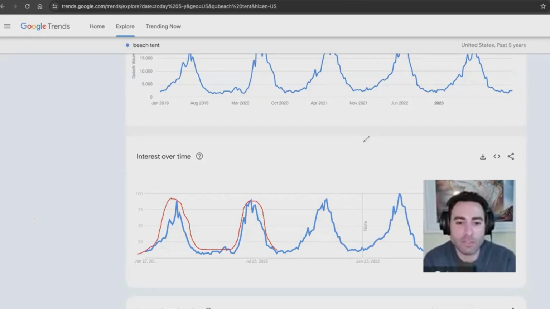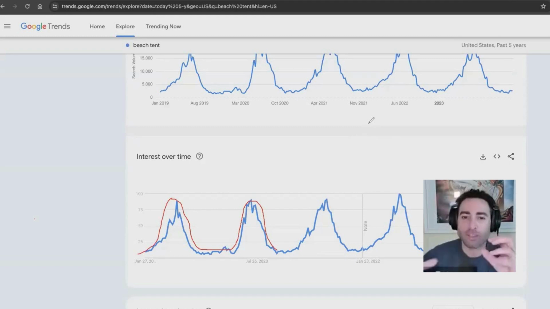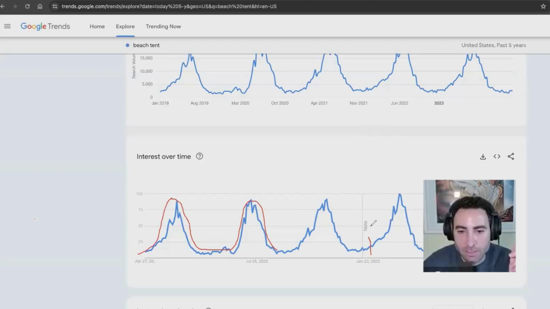So if I was looking at this particular type of product and I'm starting to think, okay, this is a seasonal product, how am I going to maximize on this? Is this a product that I want to do? The first thing I would do is look at my advertising. When I'm going to really go hard with Facebook advertising and Amazon advertising and everything, I'm going to spend as much money as possible right about here.